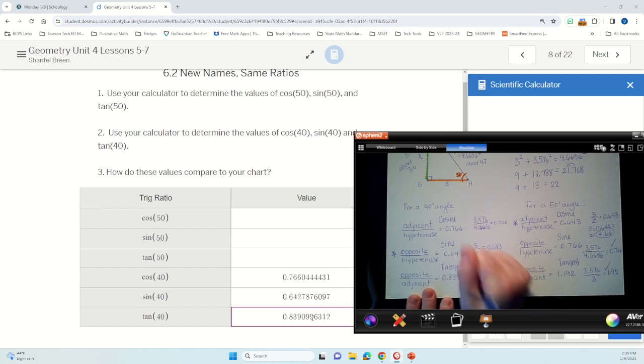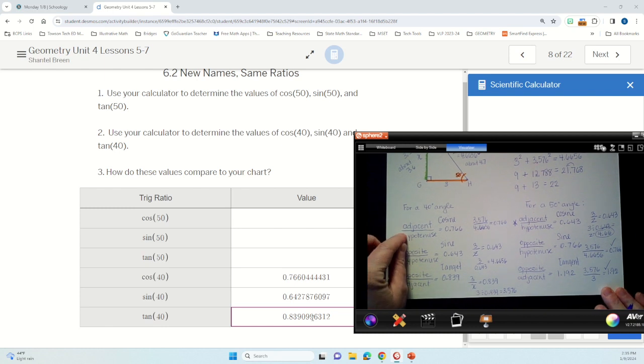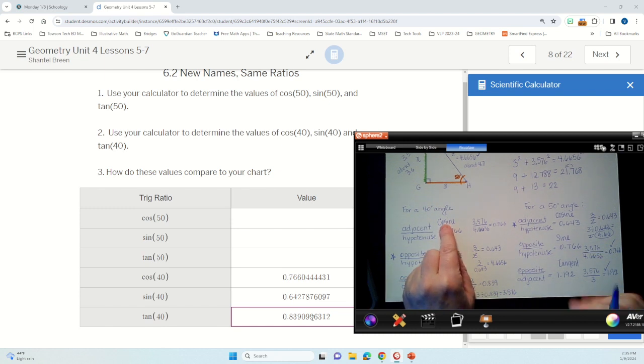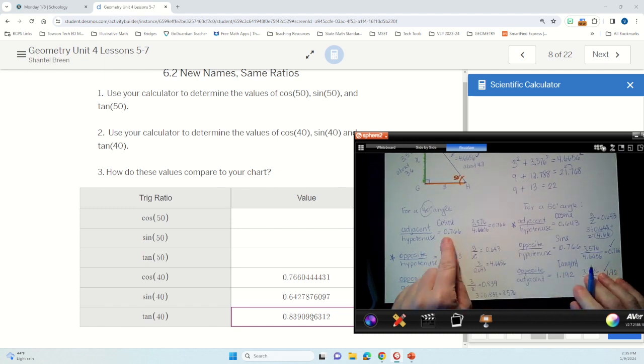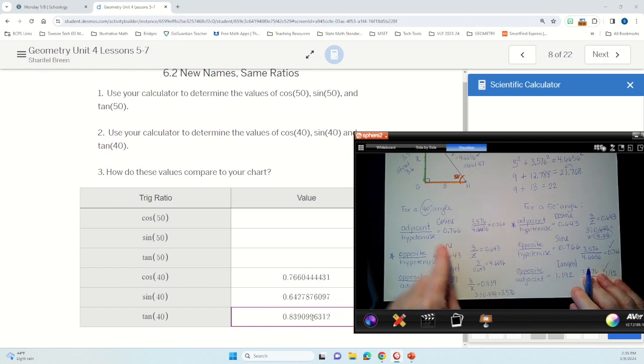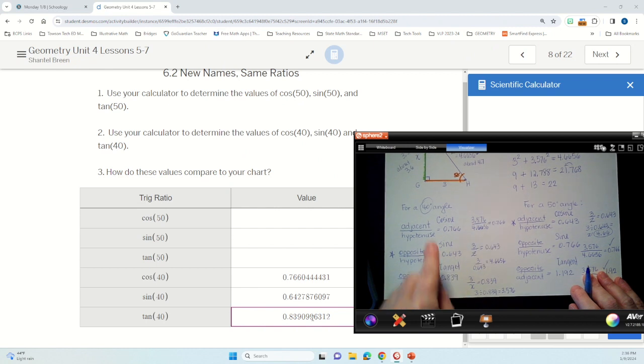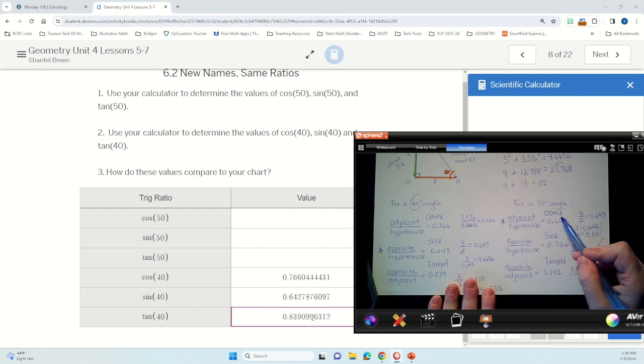Now, these buttons basically provide a shortcut for us so that we don't have to do adjacent divided by hypotenuse. We know that if we hit the cosine for 40-degree angle, it's going to give us this number. If we hit sine for the 40-degree angle, it's going to give us this number. And if we hit tangent for the 40-degree angle, it's going to give us this ratio. And if we do cosine 50, we're going to get the adjacent divided by hypotenuse ratio. If we do sine 50, we're going to get the opposite divided by hypotenuse ratio.